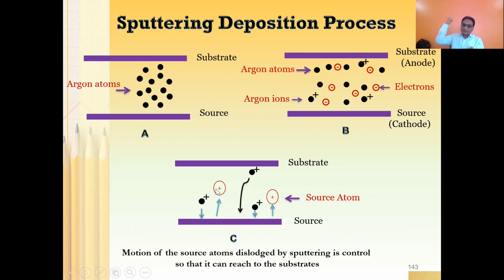What will happen is, we hit here, and as a result atoms are going to be dislodged. Because of the transfer of momentum between the positively charged argon ions and the surface atoms, these atoms are going to be bounced and attracted towards the substrate, and the thin layer is going to be deposited on the substrate.